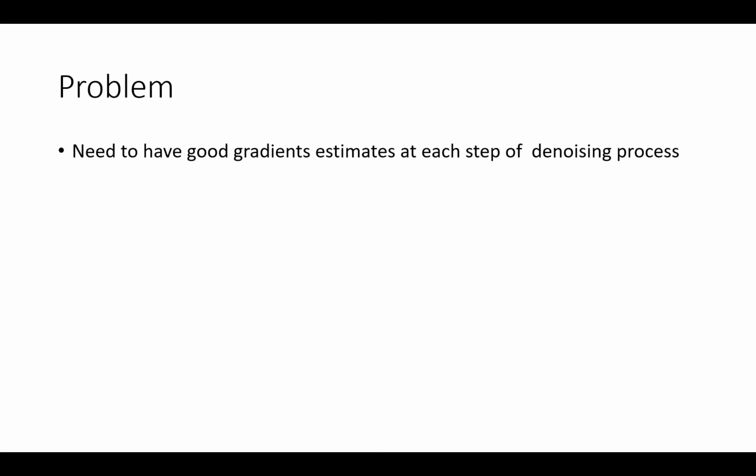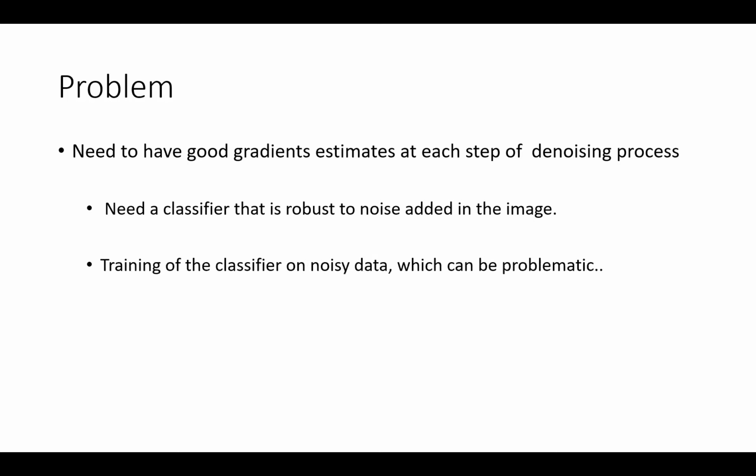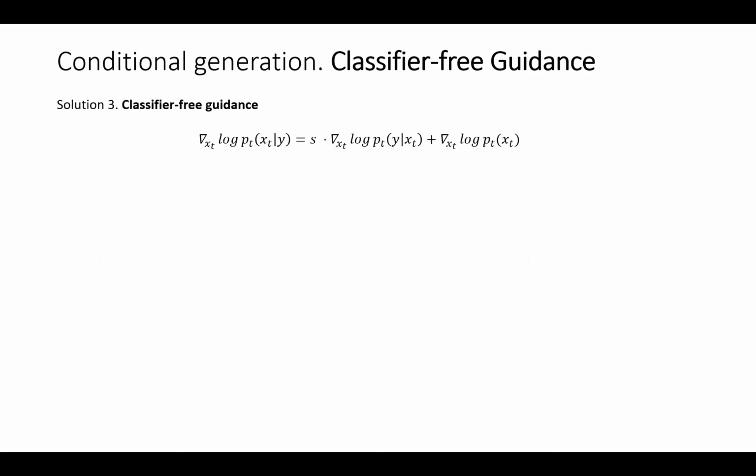So now the problem is that you need to have these gradient estimates at each step of the denoising process, because the unconditional denoising we were doing is easy, we have learned it and so on, but now we have a classifier, so we need to have a robust classifier and so on. So it's a problem, and training a classifier on noisy data can be problematic. So they found a very nice solution.